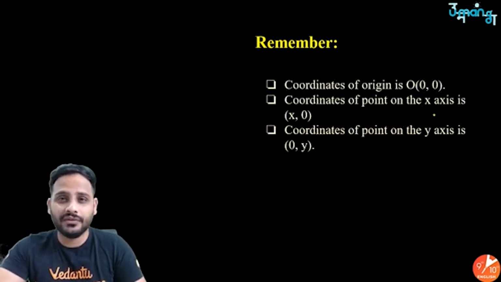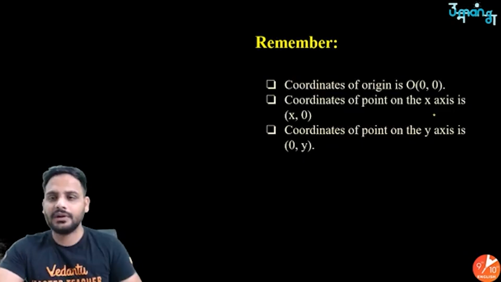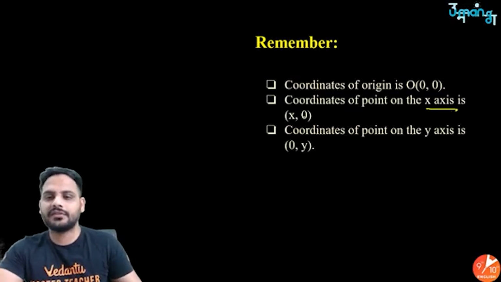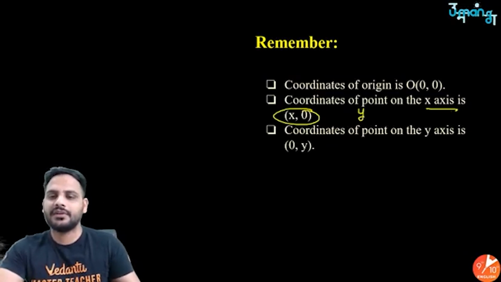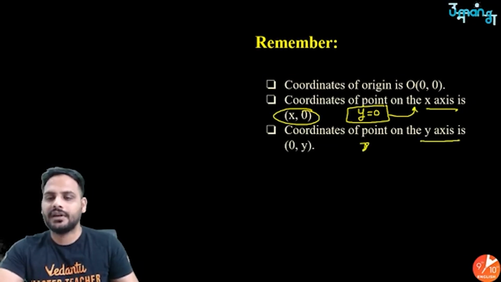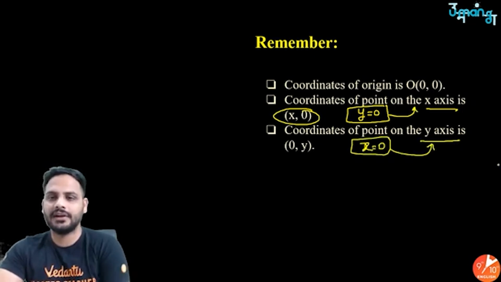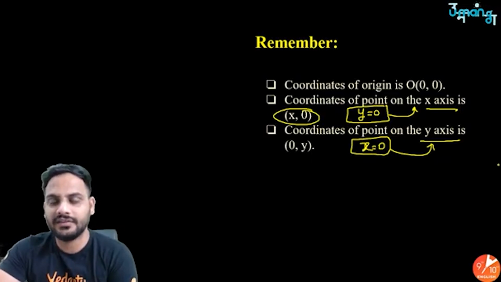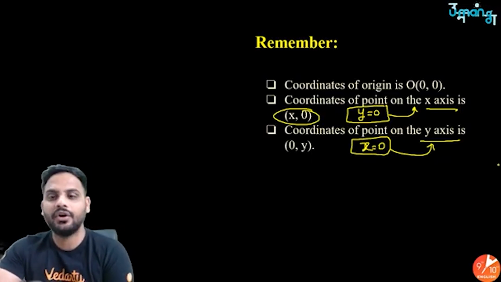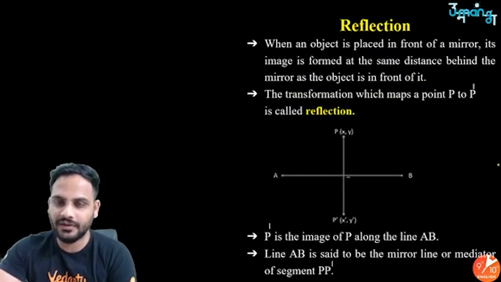Okay, now the coordinates of the origin are 0 comma 0, as you all know. If a point is present on the x axis, its coordinates will be x comma 0. That means the y coordinate is 0 on the x axis line, and if the point is on the y axis, the x coordinate is 0 on the y axis. Okay, so it is opposite. On the x axis any point's y coordinate is 0, on the y axis any point's x coordinate is equal to 0.